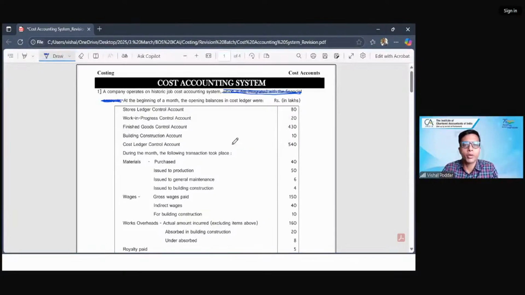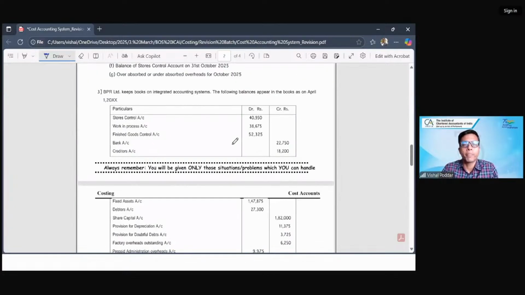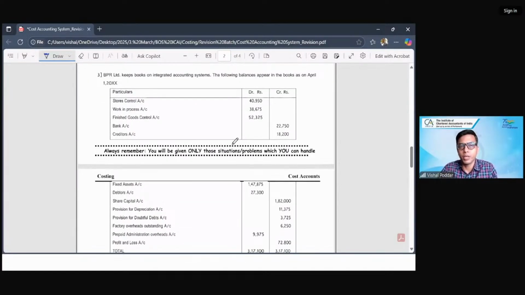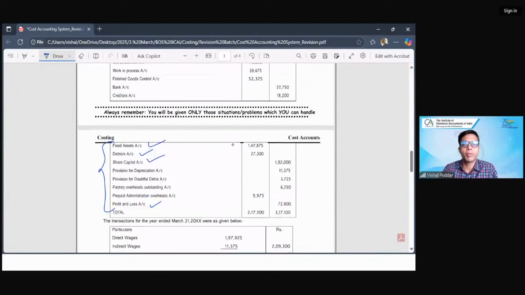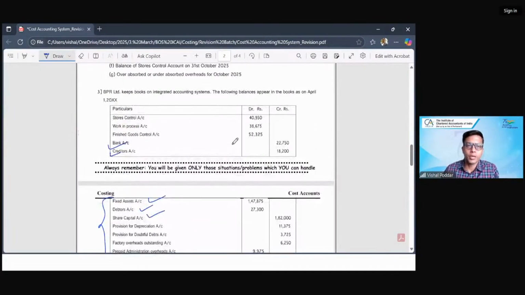So if I take you further, you will find that whenever the opening balances given in the question contain fixed assets, debtors, share capital, creditors, profit and loss, it means these are the typical financial books accounts. Whenever creditors, bank, and all these are given in the opening balance, it means the method is integrated. These accounts are the typical accounts which are required for costing.